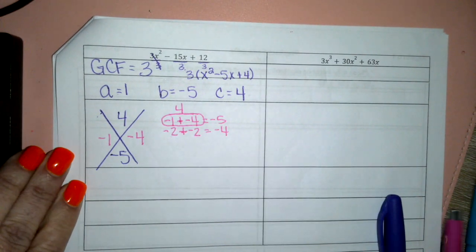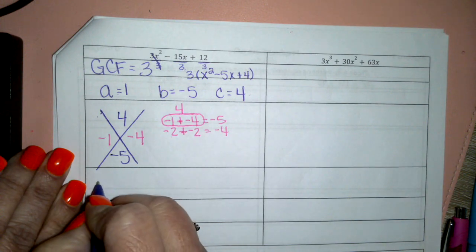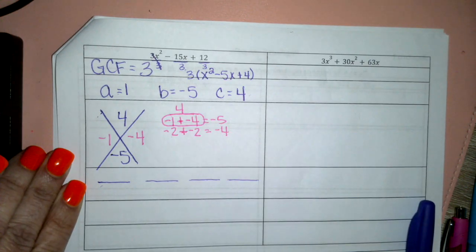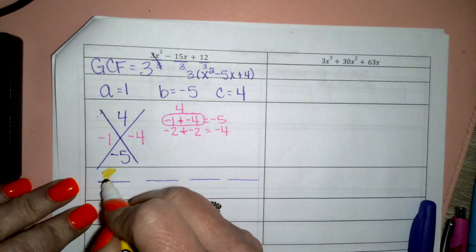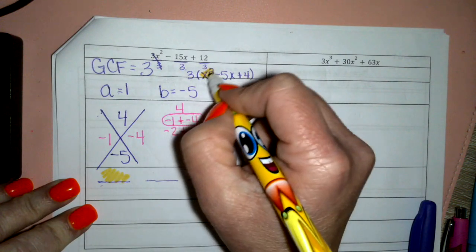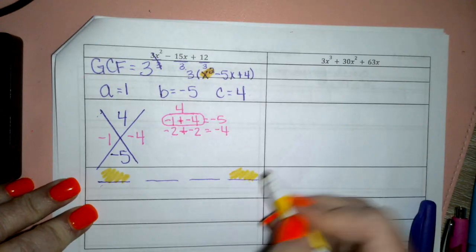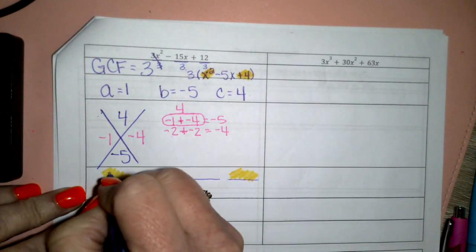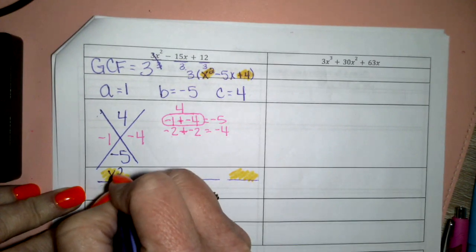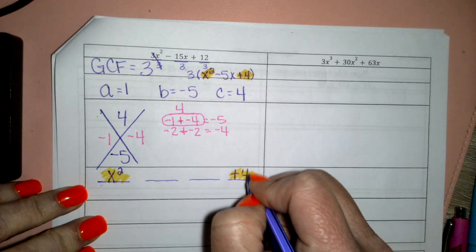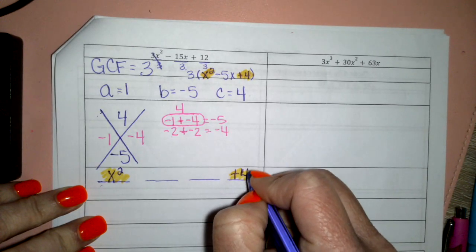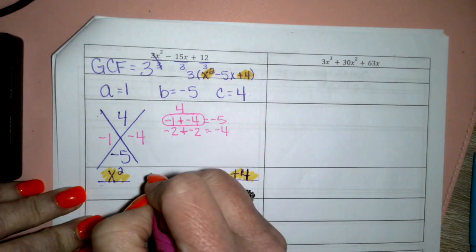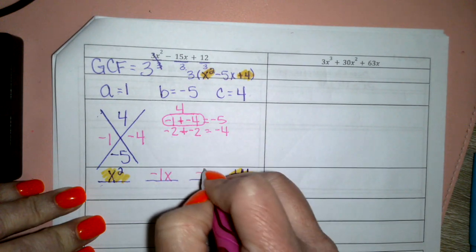The next step is to expand. I'm going to write out 4 blanks for my 4 terms. Remember, my first term comes from right here. My last term comes from right here. So I've got x squared and a positive 4. My middle 2 terms come from the middle part of my x, negative 1x and negative 4x.